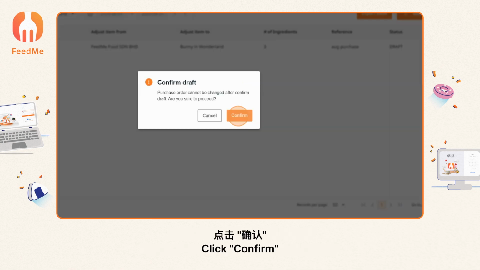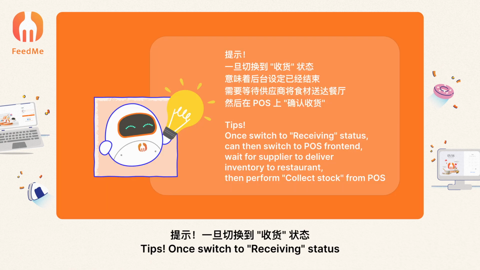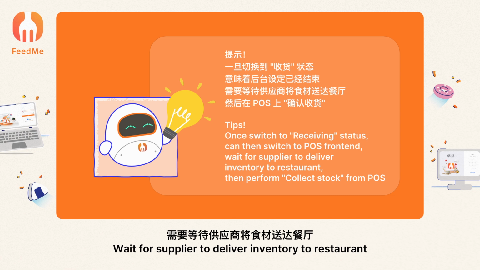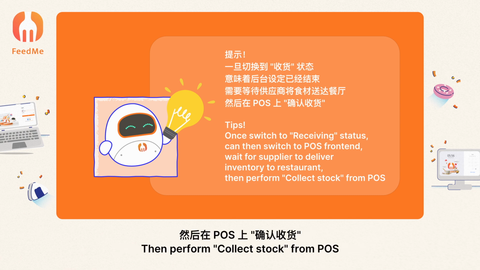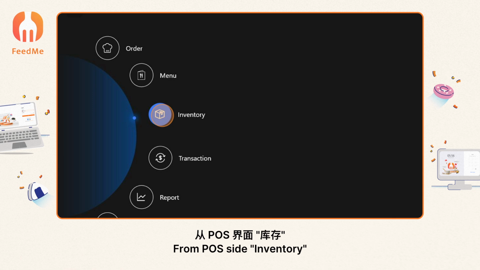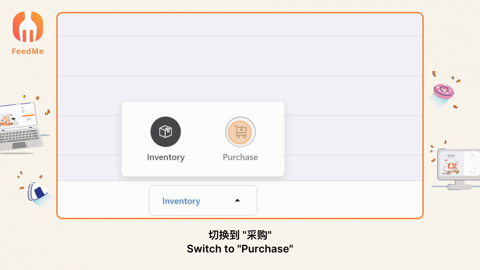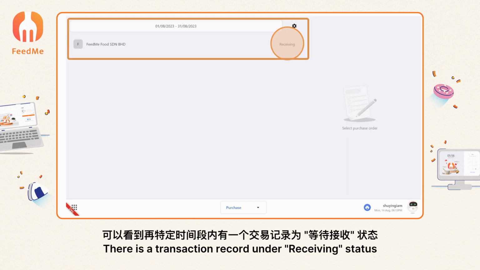Click Confirm. Tips. Once switched to receiving status, can then switch to POS frontend, wait for supplier to deliver inventory to restaurant, then perform collect stock from POS. From POS side, inventory. Click Inventory. Switch to Purchase. There is a transaction record under Receiving status.